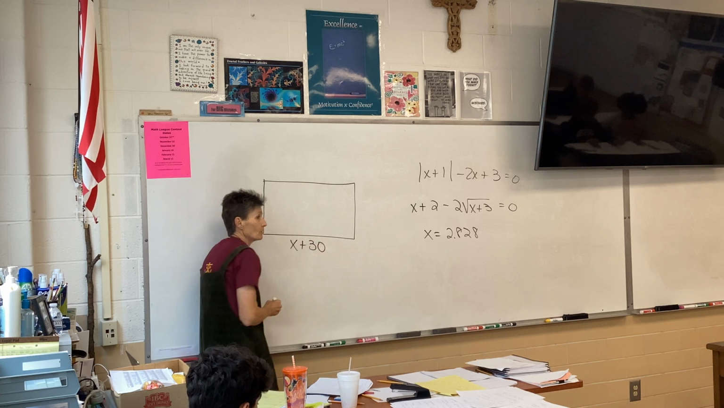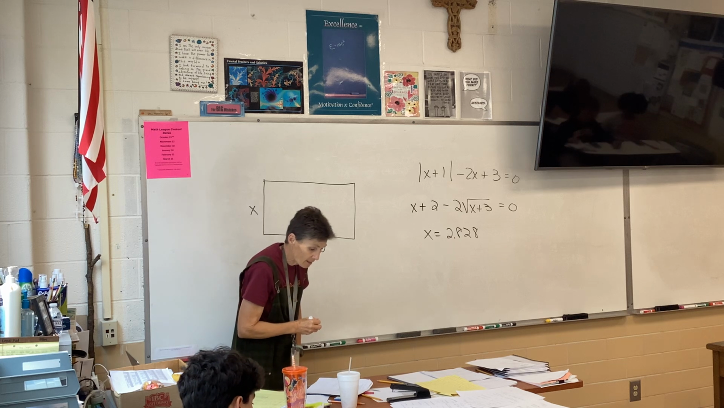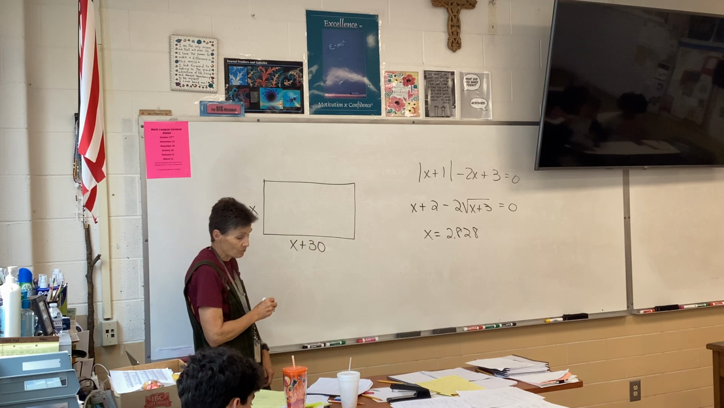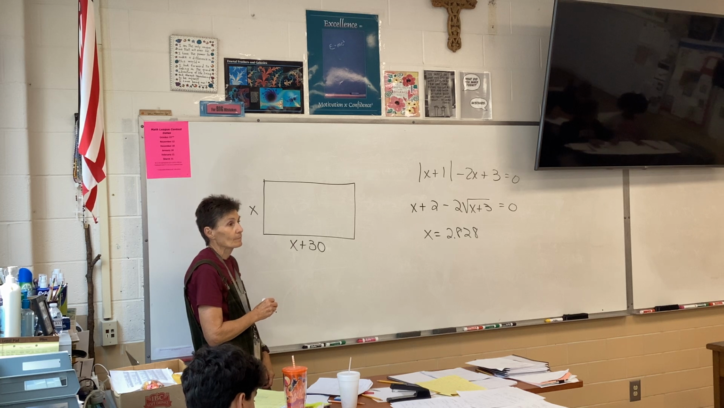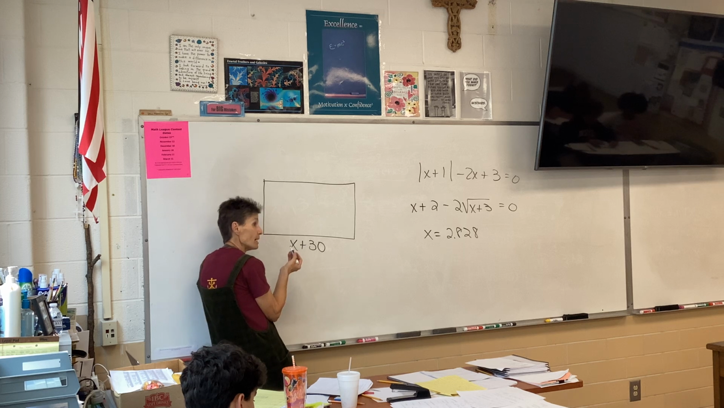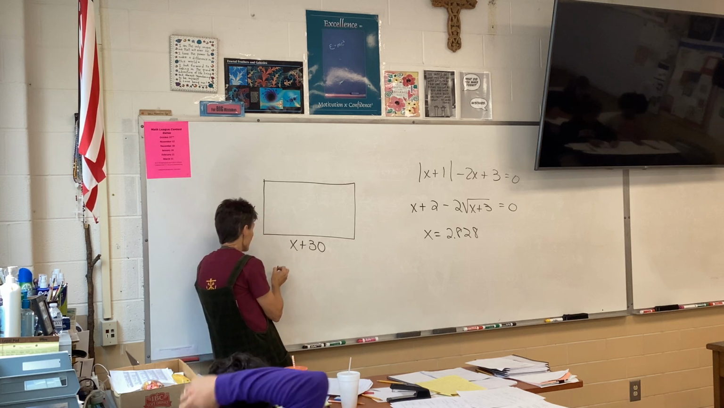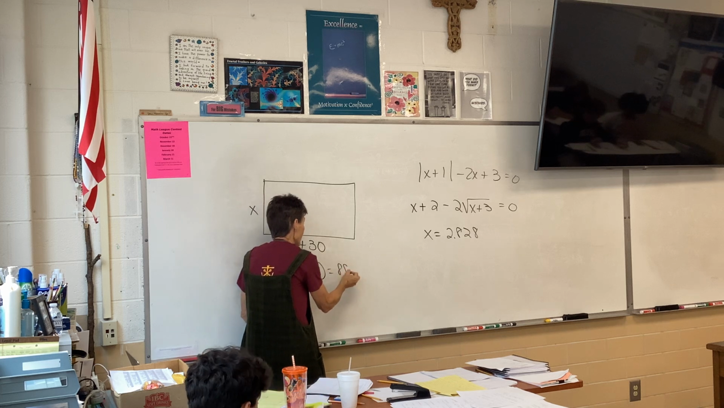Does that look okay to everybody? Yep. The area is 8,800 square yards. So area is length times width, so X times X plus 30 should equal 8,800.